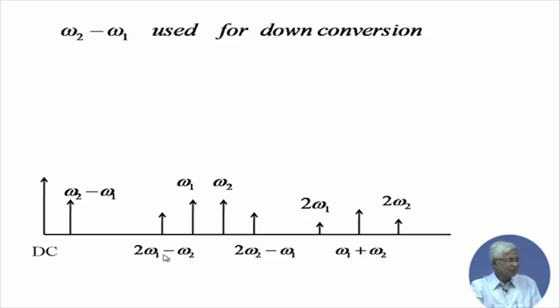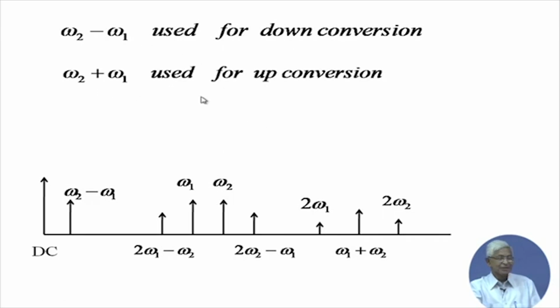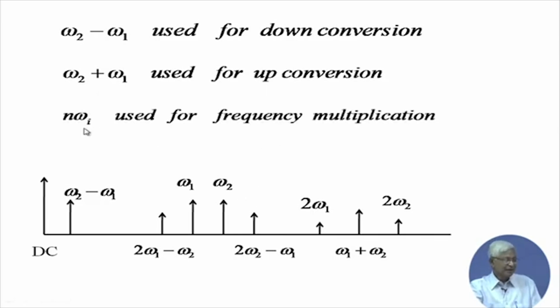Omega 2 minus omega 1 can be used for down conversion, the input frequency and local oscillator frequency can be used. Omega 2 plus omega 1 can be used for up conversion. N times omega, let us say omega 1 or omega 2, that is 2 omega 1 or 2 omega 2 or 3 omega 1, 3 omega 2, this can be used for frequency multiplication.